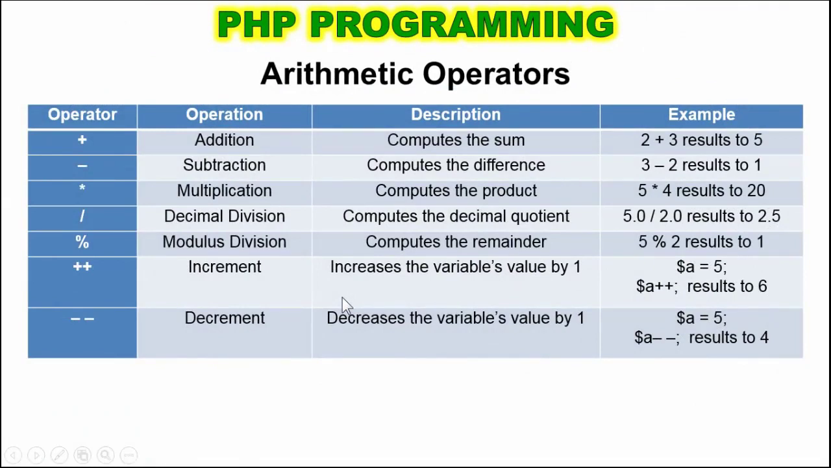The following are arithmetic operators that you can use to calculate, and they are similar to other programming languages like Java, C, C++, C Sharp, and Python. For example, plus sign is addition, minus sign subtraction, asterisk multiplication, forward slash decimal division, percent remainder modulus division, plus plus increment, and minus minus decrement.